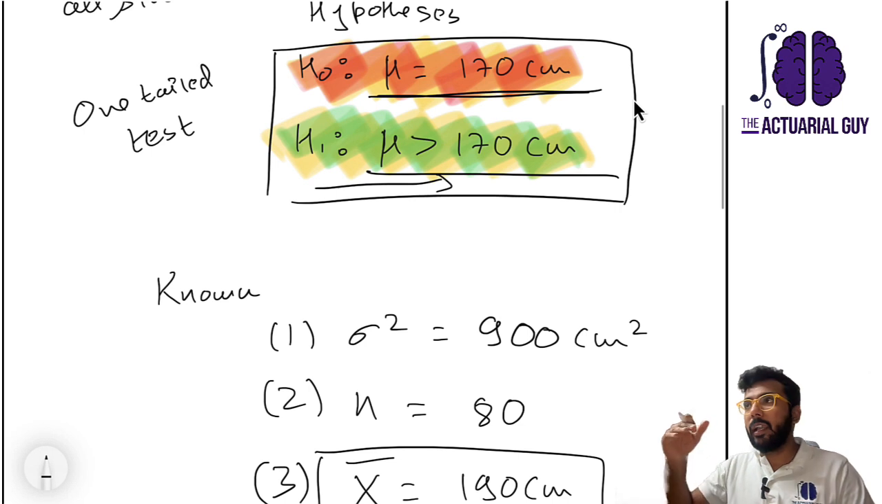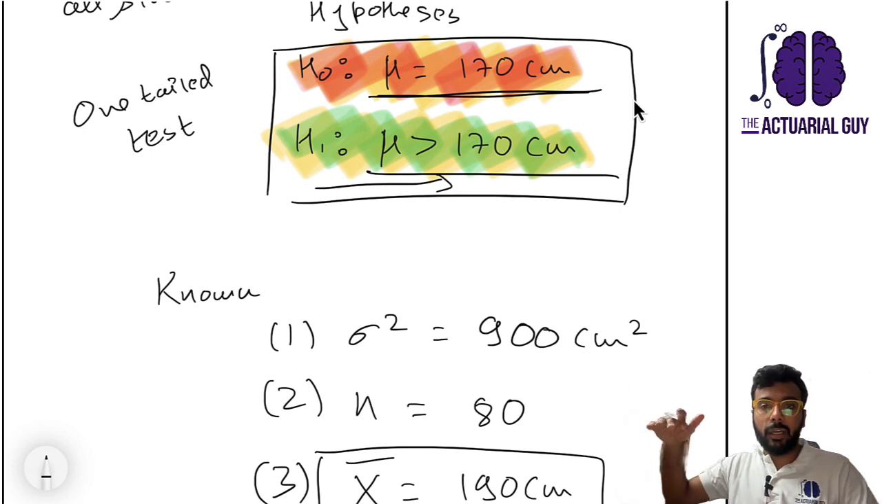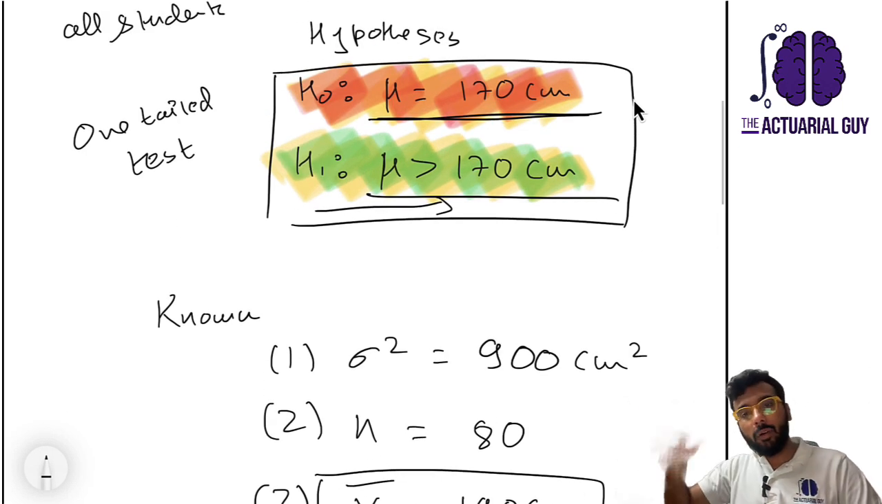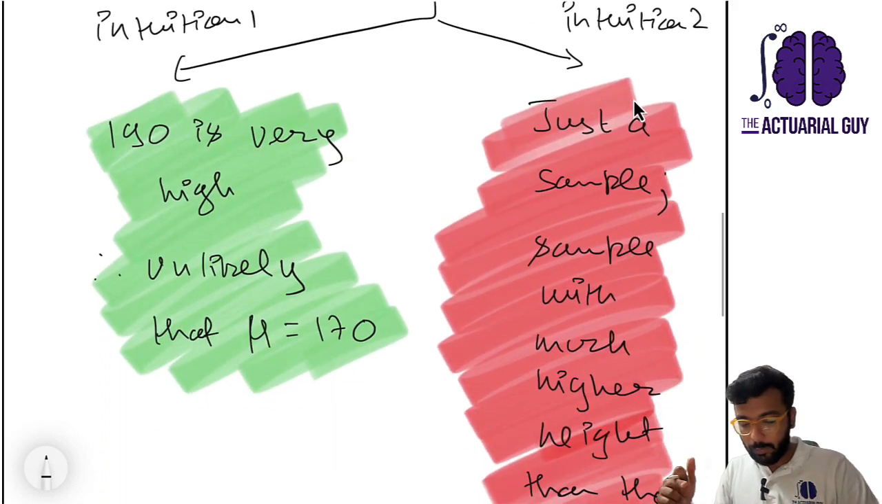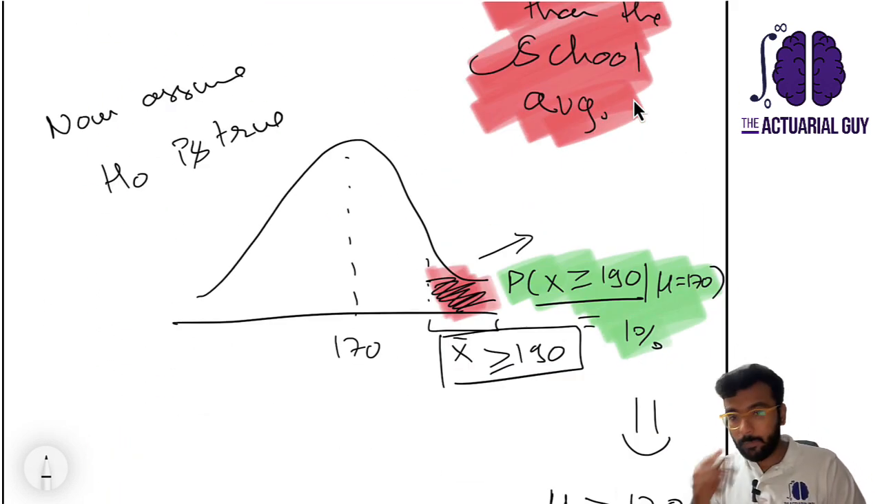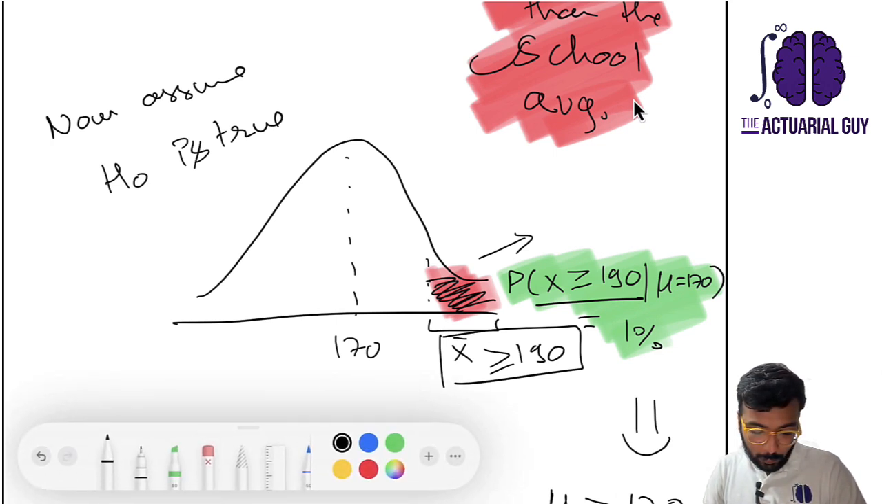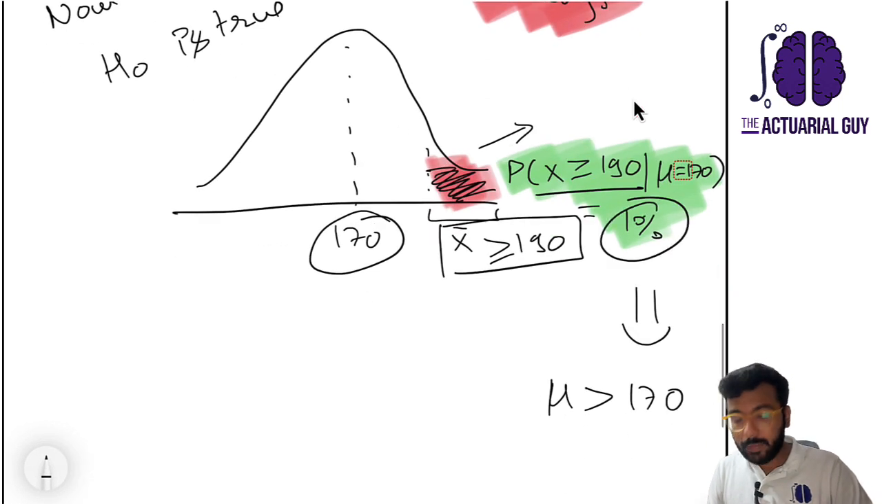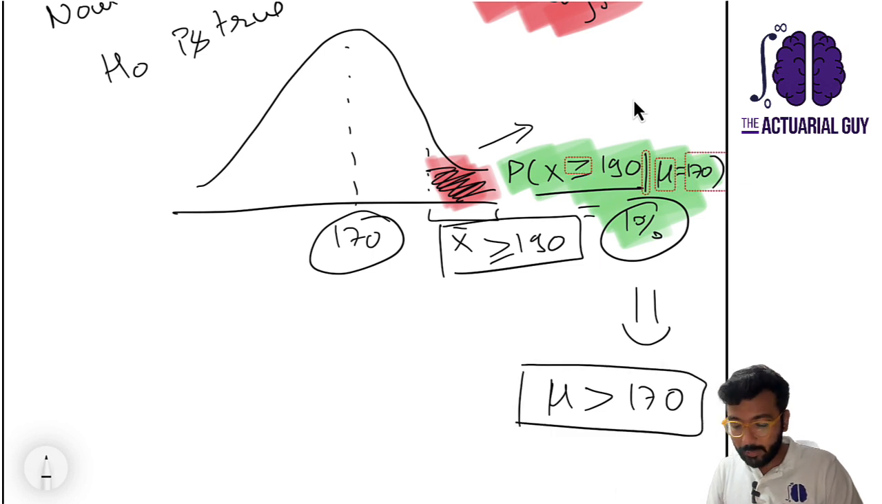So the alternate hypothesis is saying taller people, right? So is the alternate true or the null true? That's what we are testing. So the probability of getting a height of 190 or higher, given that the null hypothesis was true, if it is just 1%, then it's unlikely that the null hypothesis was true. So the alternate has to be true. That is how you can go about it. But again, this is very conjecture based.